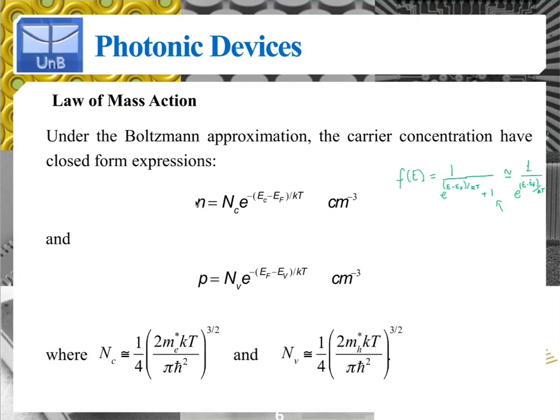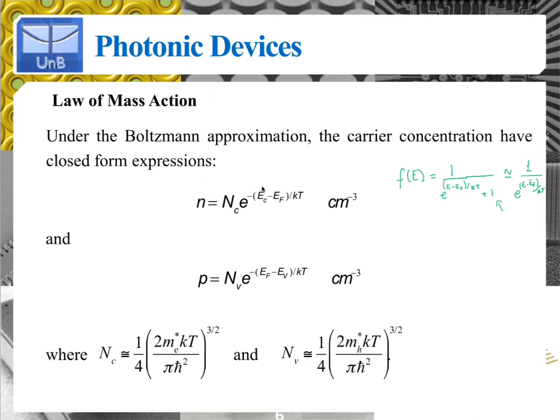So the electron carrier concentration is the product of a constant times the exponential e to the power of minus (EC minus EF) divided by kT. Same thing goes for the hole carrier concentration. It's the product of another constant NV times e to the power of minus (EF minus EV) divided by kT. Where these constants are given here. They're a function of the effective mass, the temperature, and Planck's constant.